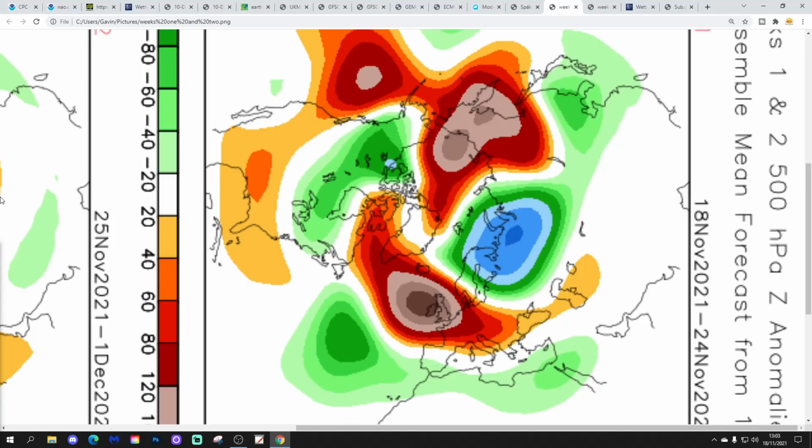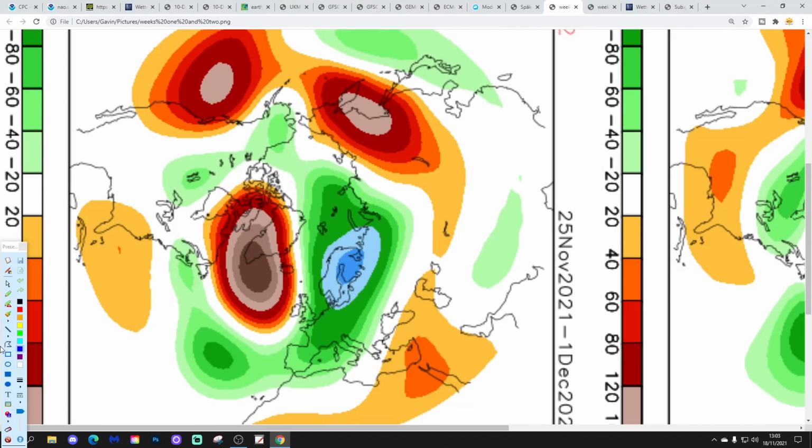CFS V2, finally, looking like this. So it's a 500 millibar height, broken down to week periods. The first week period takes from the 18th to 24th of November. The coming week has high pressure pulling out to the west. Going to be mainly dry, but will be turning colder with time, as we've already explained.